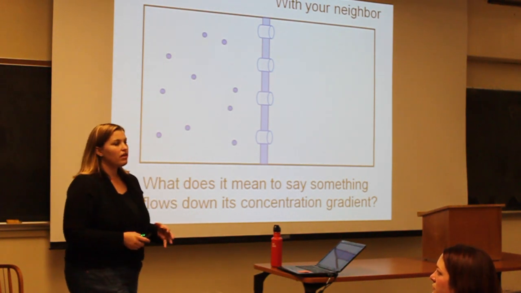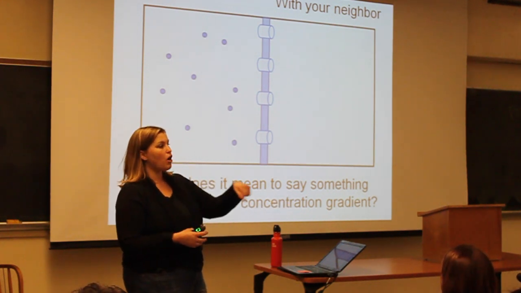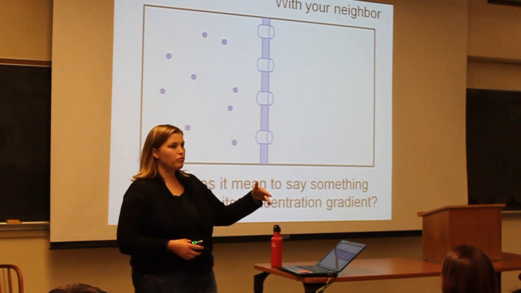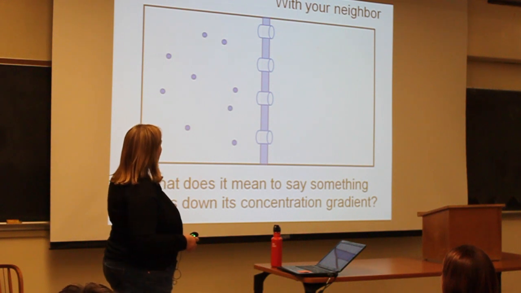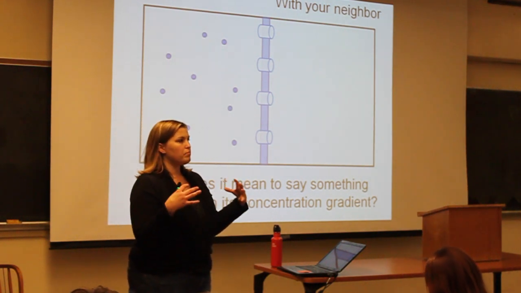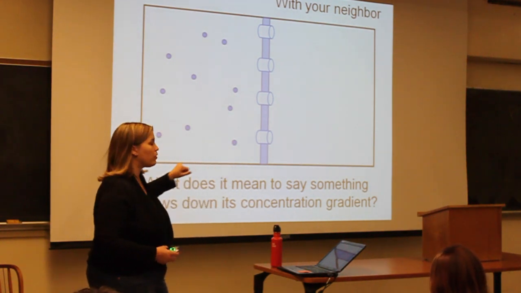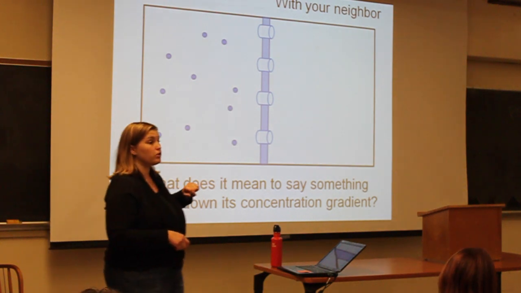Okay, so what I like to do in my classes is have you discuss questions with your proximate neighbors around you. So we're going to do a couple of these as we move through the lecture. The first one we're going to do is try and build up our sense for how basic phenomena work that are important for how our neuron is going to actually work. Okay. So the question here is, what does it mean to say something flows down its concentration gradient?